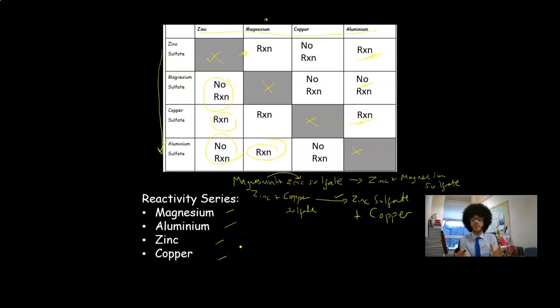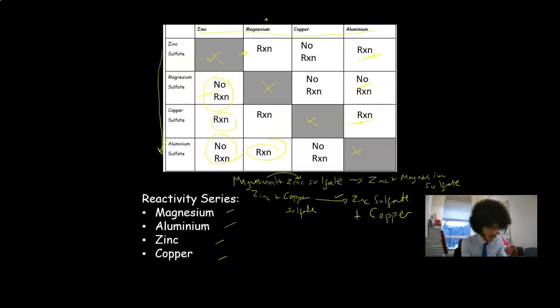So one question you might have to do is to put metals in order based on experimental results like that. You might also have to explain it. So you might have to say, for example, that magnesium is more reactive than zinc because magnesium can kick the zinc out in a displacement reaction, and likewise, zinc cannot kick magnesium out when they try to react with each other. So there are a few ways in which you can articulate it.